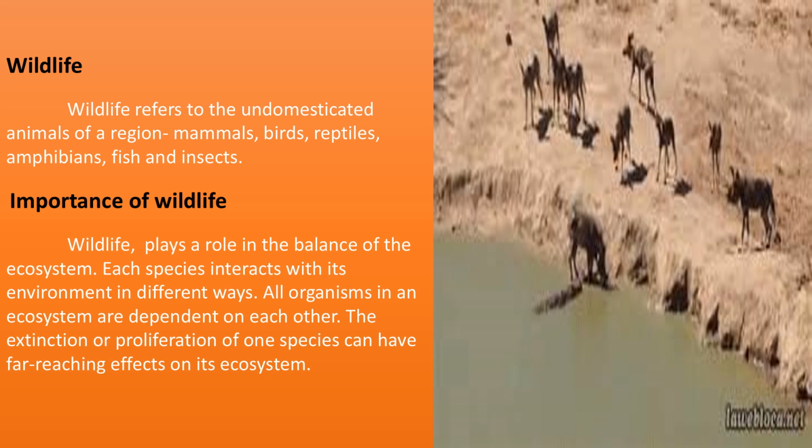Wildlife plays a role in the balance of the ecosystem. Each species interacts with its environment in different ways. All organisms in an ecosystem are dependent on each other. The extinction or proliferation of one species can have far-reaching effects on its ecosystem.